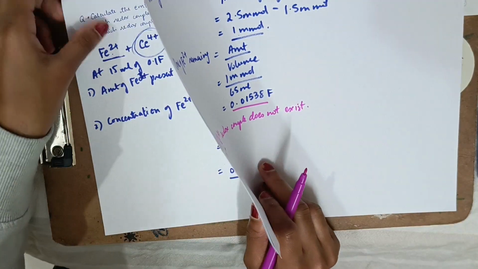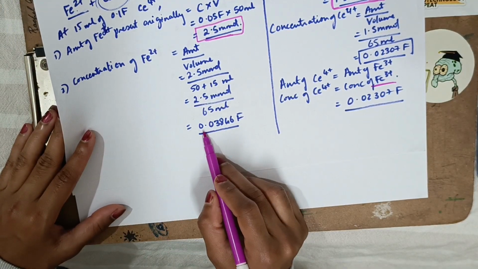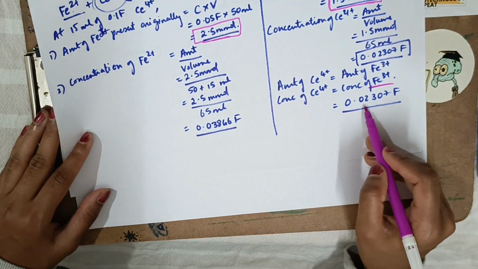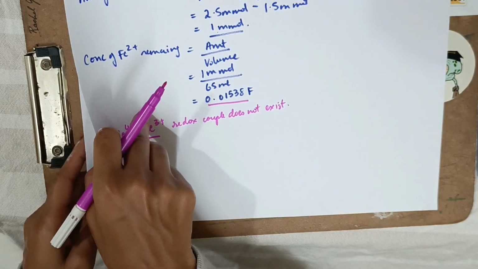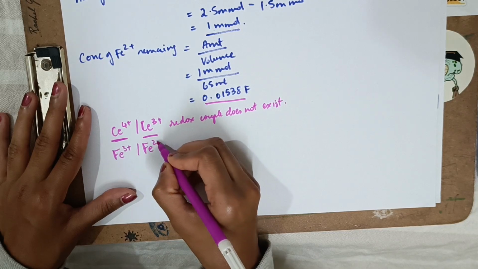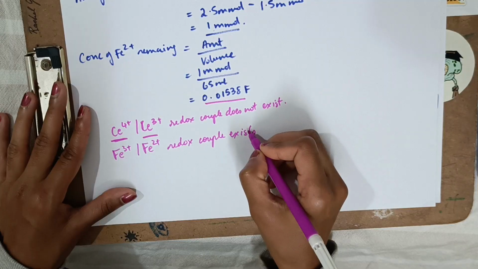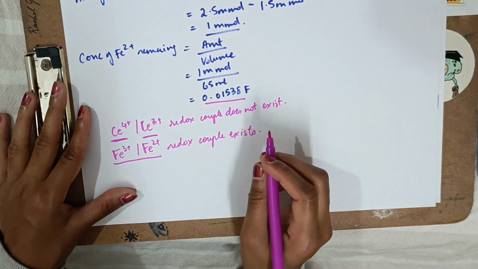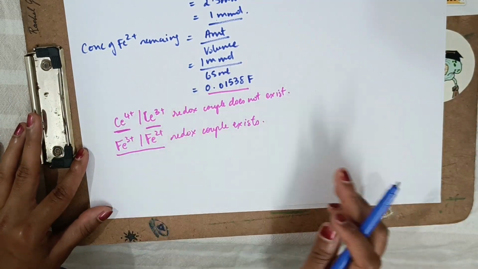But we have also seen through the calculation that the concentration of Fe2+ is around 0.03846 and the concentration of Fe3+ is 0.02307. So there is a significant amount of Fe3+ and Fe2+ present. Therefore the Fe3+/Fe2+ redox couple exists. Therefore, this is the redox couple that we will be using in the Nernst equation, and we will not be using the Ce4+ and Ce3+.